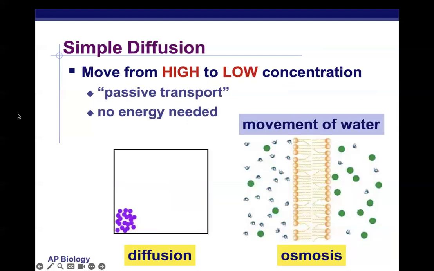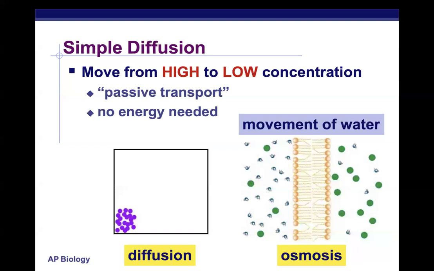This is how substances that are able to cross the plasma membrane freely move. So I'll give you a second. Let's think about from our last lesson. What are those substances that can freely move across the plasma membrane? If you said small, non-polar, uncharged substances, you're correct.